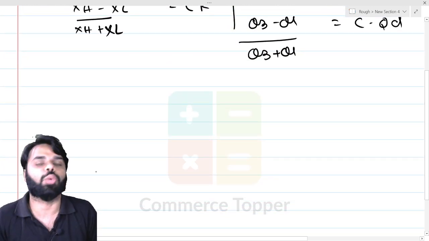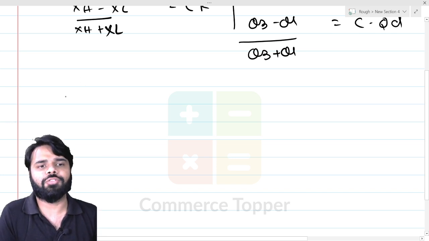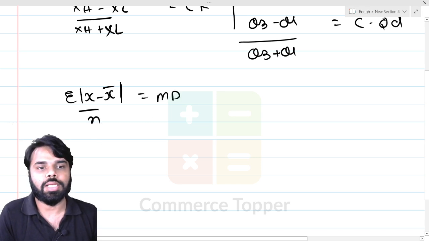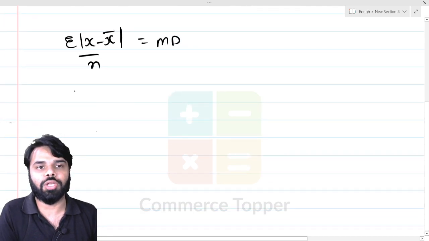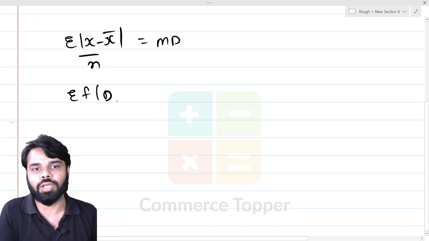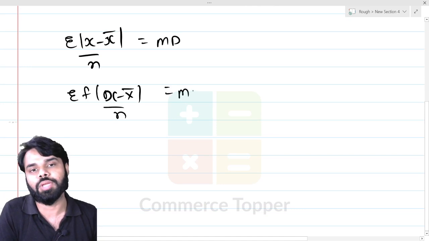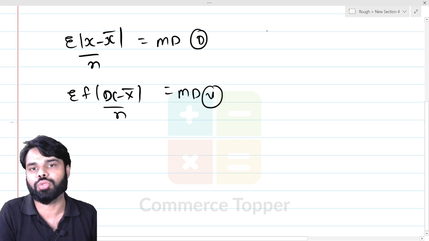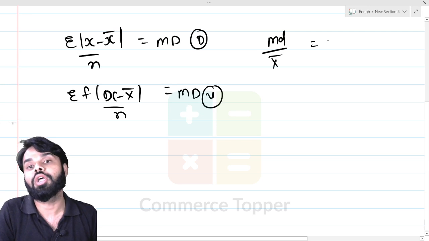Then, a very simple formula: sigma x minus x bar divided by n, and you will find the mean deviation. Then one more formula for that: sigma f x minus x bar divided by n equals mean deviation. This is for a discrete variable and this is for a continuous variable. And mean deviation divided by x bar gives you the coefficient of mean deviation.